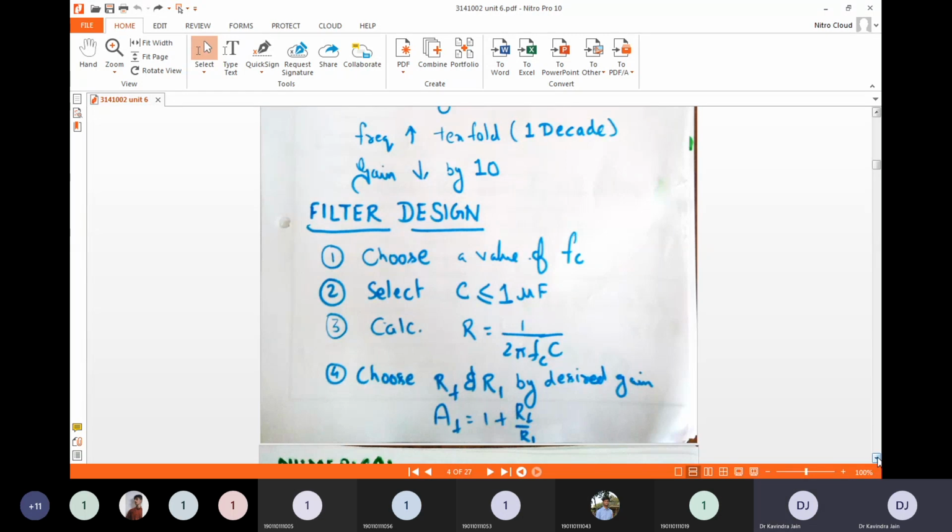Designing means that finally we will also have to build the circuit. We must be able to design the circuit also. Okay.